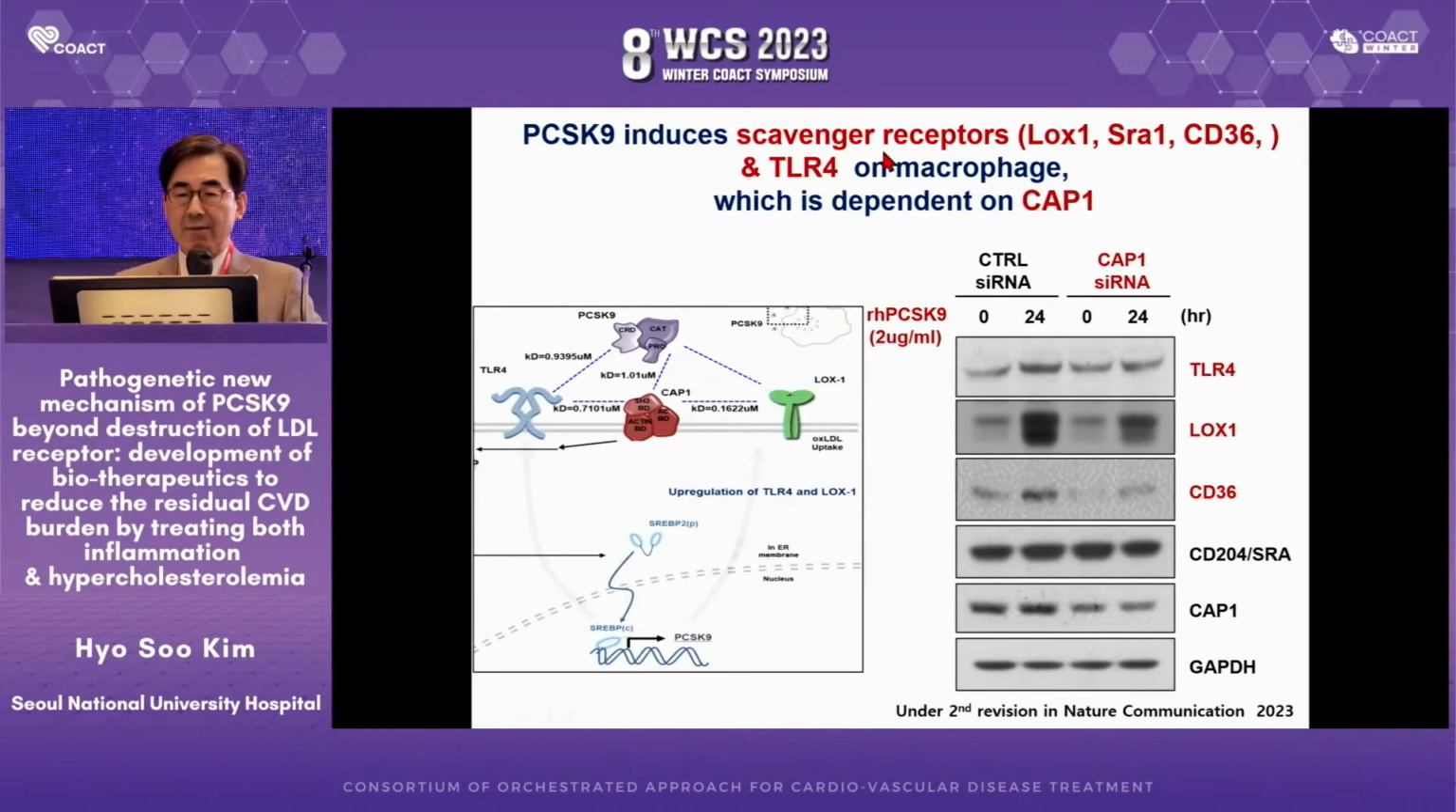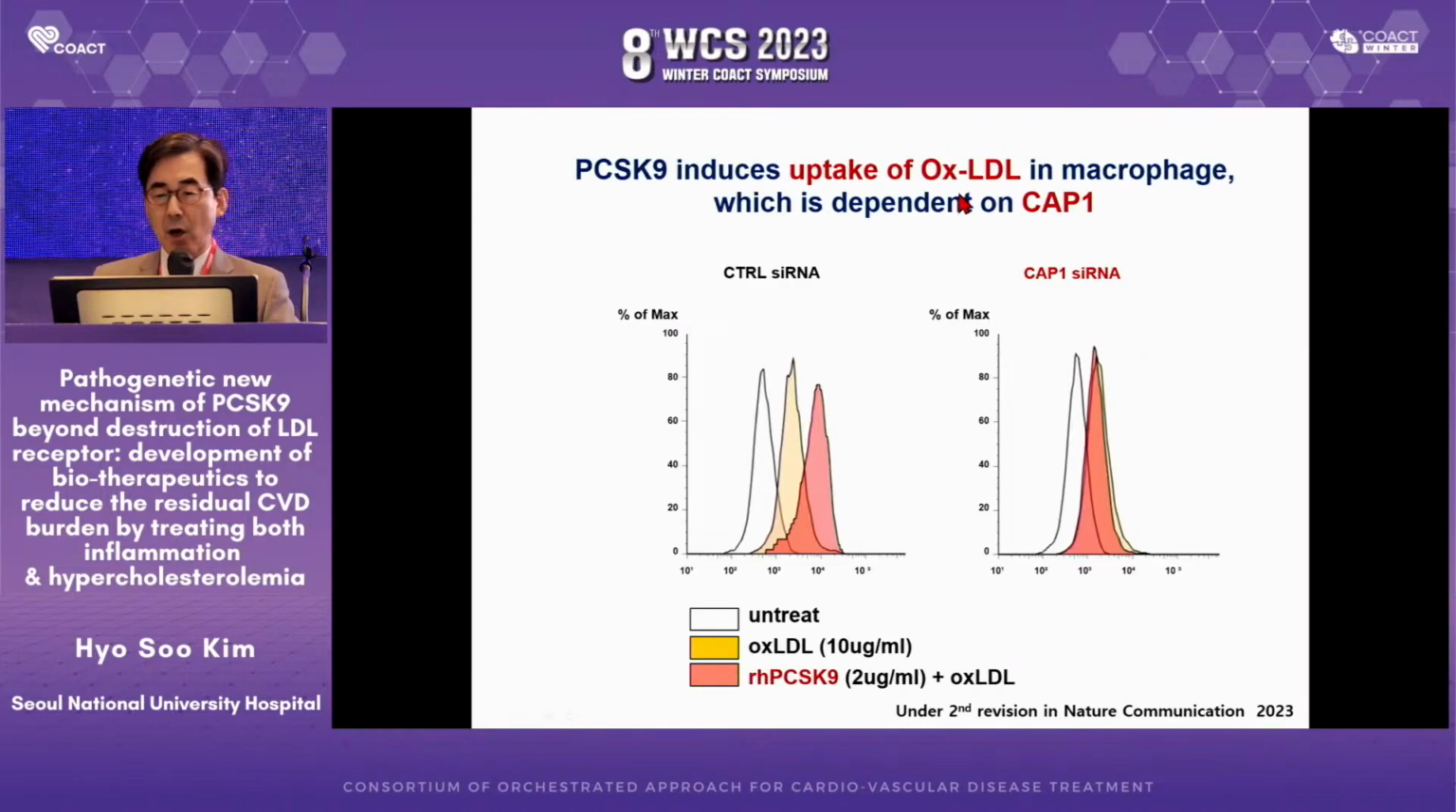Furthermore, PCSK9 induced scavenger receptors LOX-1, scavenger receptor 1, and CD36 on macrophages, all dependent on CAP. Such scavenger receptor activation by PCSK9 is blocked by CAP knockdown. Uptake of ox-LDL is induced by PCSK9, which is also dependent on CAP. Ox-LDL is taken up by PCSK9-stimulated macrophages, but this is blocked by CAP knockdown, like this.